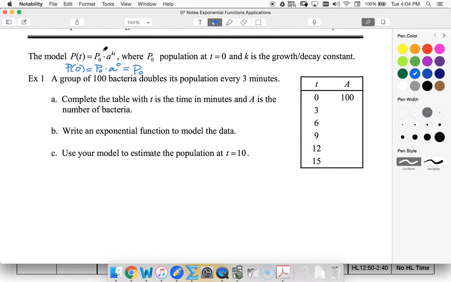And our a value here is going to be our exponential base. So if we're doubling, it's going to be 2. Tripling, it's going to be 3. And we bring in this growth decay constant, and it goes with the t. So we know anything that's up with the variable affects it in the opposite way. And we call it our growth decay constant. It usually has to do with how often something happens.